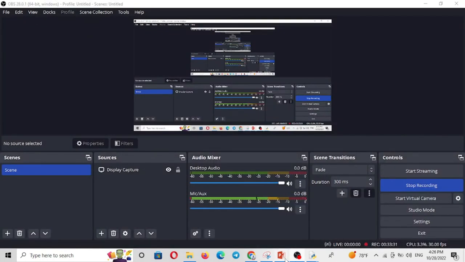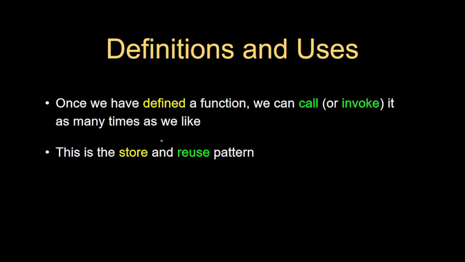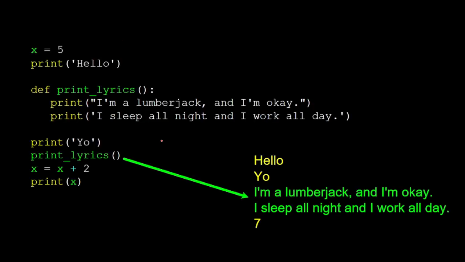Then the next one is, once we have defined the function, we call or invoke it as many times as we can. When we call it, the compiler or the interpreter executes the function. When we call it, it executes the function again. When we call it, it executes the function again. This is how calling works in Python.